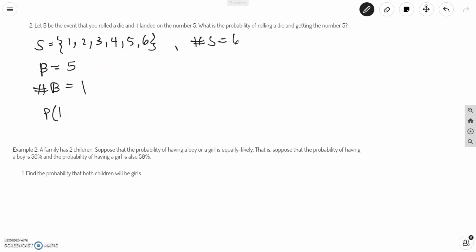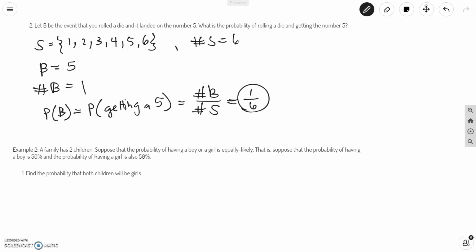If we plug it into the formula, P of B, which is the probability of getting a 5, is going to be the number of outcomes in the event B over the number of outcomes in the sample space, which in this case is 1 over 6. And this agrees with what we know from earlier in this video. We said that the probability of rolling a die and getting the number 5 is 1/6. Here, we used a formula and demonstrated that that is true.